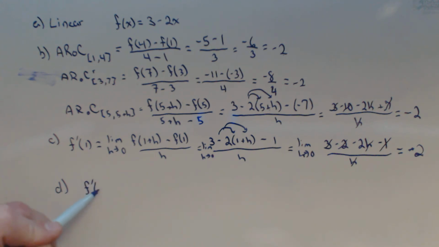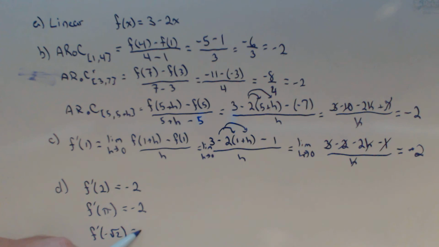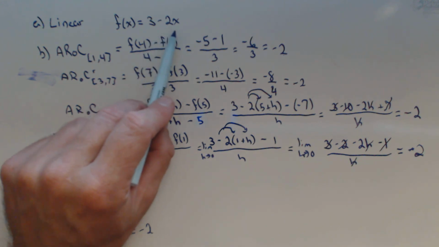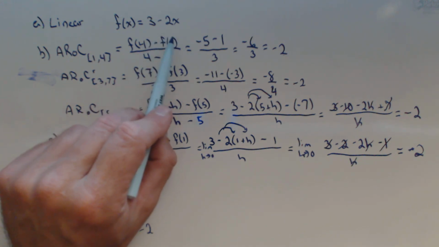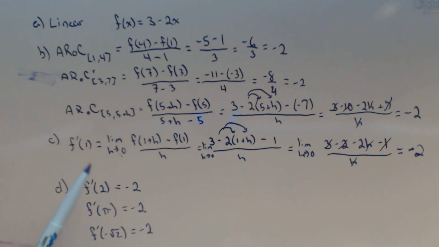So real quickly, we can calculate f prime of 2. It's just -2. F prime of pi, again, just -2. F prime of negative square root of 2 is also -2. And we could do that without ever having calculated this, because we know that we have a linear function with a slope of -2. So it's got the same rate of change no matter what point we look at.